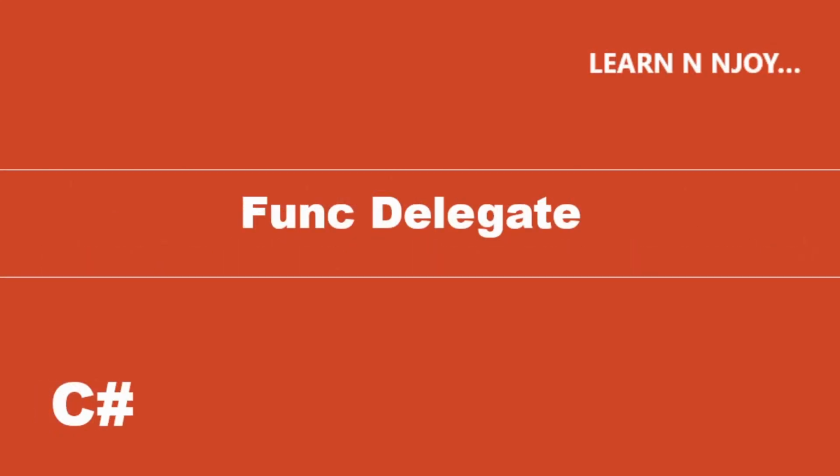Func Delegate. Before starting the Func Delegate, let's just recap first about the delegate. Delegate is a reference type that is derived from the System.Delegate, and its instances can be used to call a method with matching signature. It is also called a type-safe function pointer.